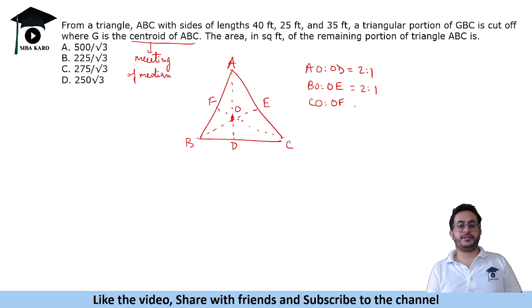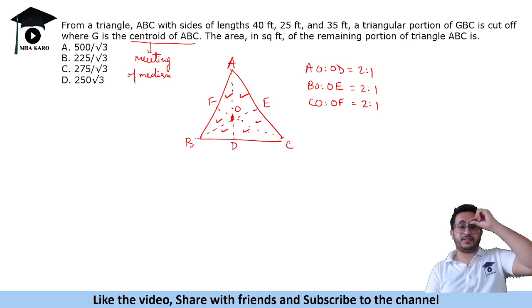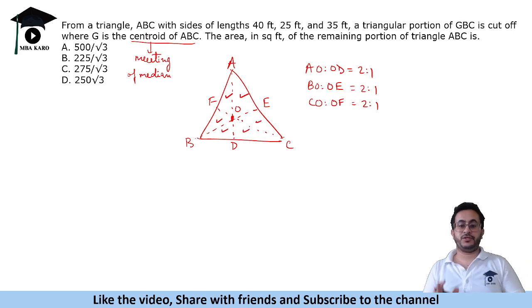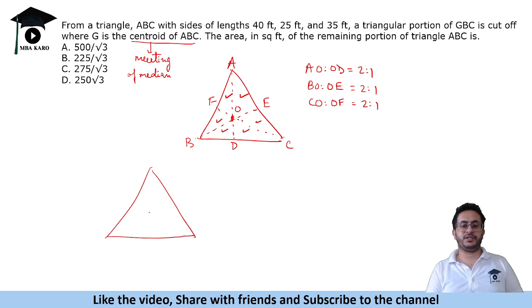So one property is this 2 ratio 1 property, and the other property is the area of all these 6 triangles is the same. Okay, so a must know property in triangles. Now let's solve this question. It says that there is a triangle with sides. Okay, so not to worry about the sides, let us understand what does it actually say.